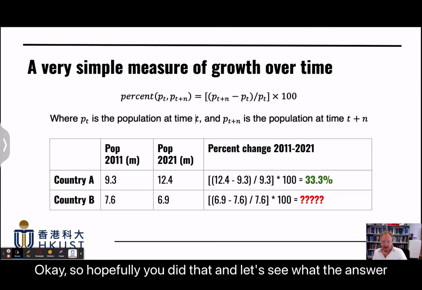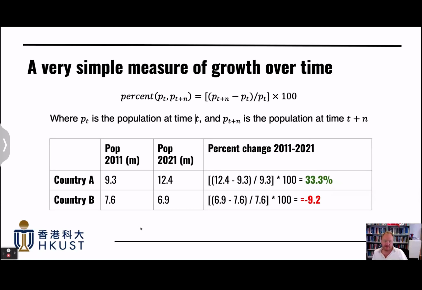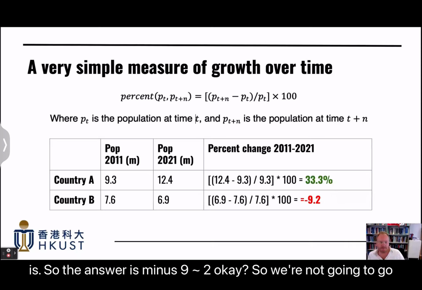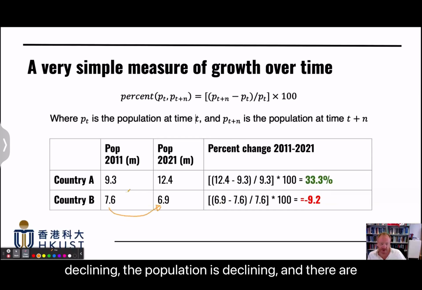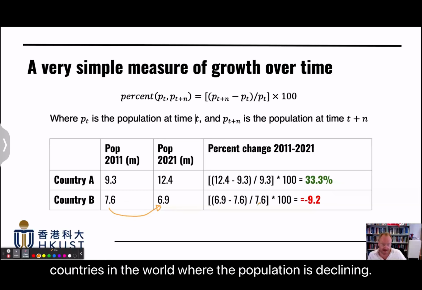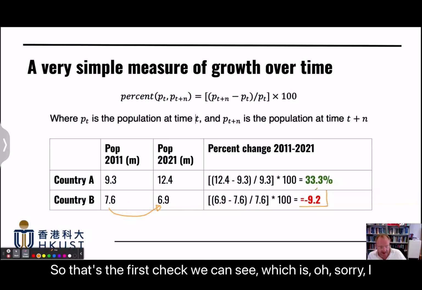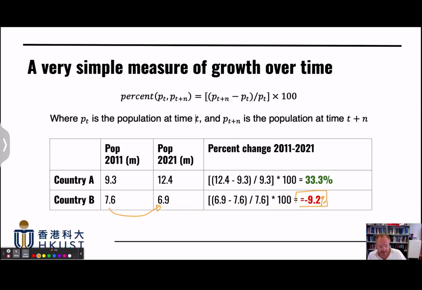Okay, so hopefully you did that, and let's see what the answer is. So the answer is minus 9.2. Okay, so we're not going to go through it again, but clearly we can see how this country is declining. The population is declining. Okay, and there are countries in the world where the population is declining. So that's the first check we can see, which is, oh, sorry, I should have put a percentage there. There we go. That it is in negative.